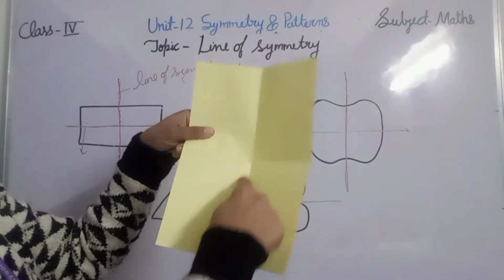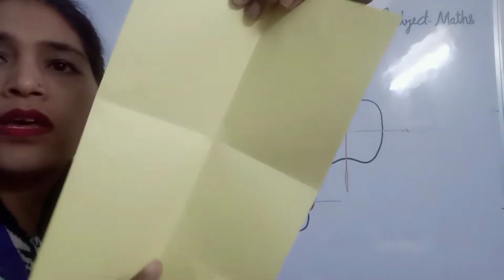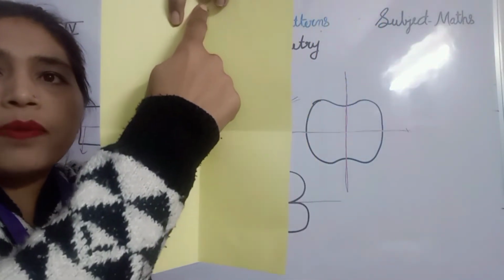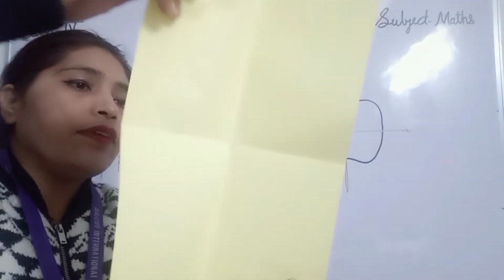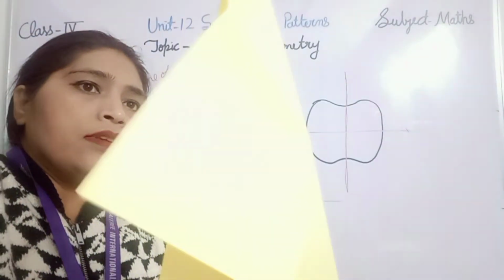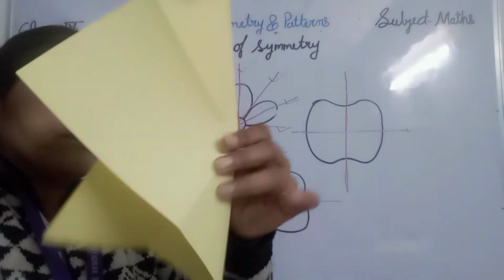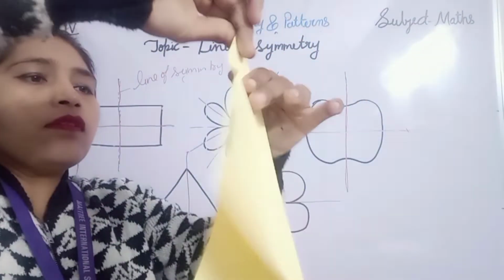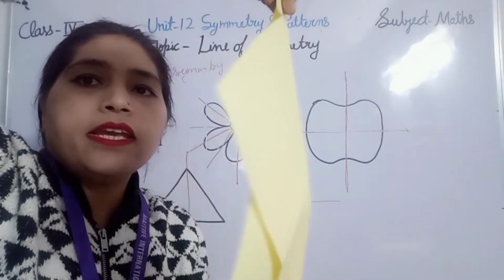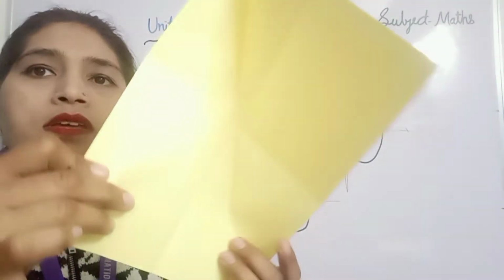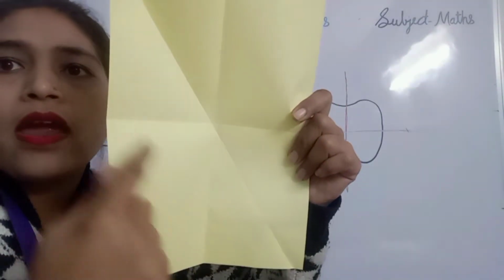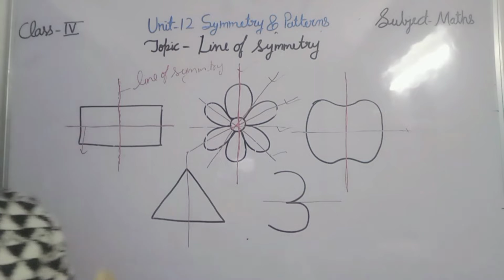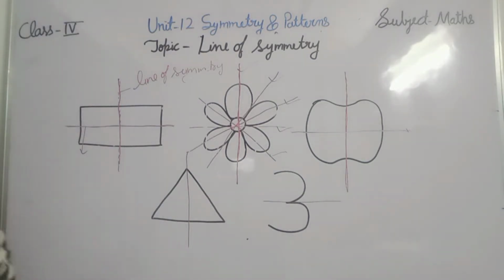This is also a line of symmetry you will get. So in a rectangle, we have two lines of symmetry, one and two. Clear? But if you divide it from here, you will not get equal parts. So in a rectangle, there are only two lines of symmetry, one and two. Clear? A line of symmetry is a line which divides the shape into two equal parts.